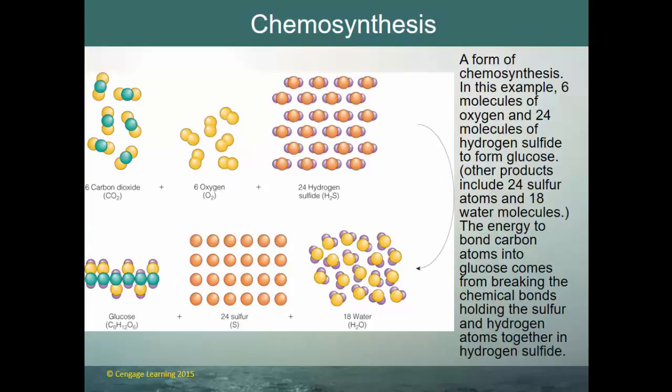This is one form of chemosynthesis: 6 molecules of oxygen, 24 molecules of hydrogen sulfide to form glucose. Other products include 24 sulfur atoms and 18 water molecules. But the energy to bond carbon atoms into glucose comes from breaking the chemical bonds holding sulfur and hydrogen atoms together in the hydrogen sulfide. Bottom line is, chemosynthesis is about making carbohydrates through other chemical reactions.